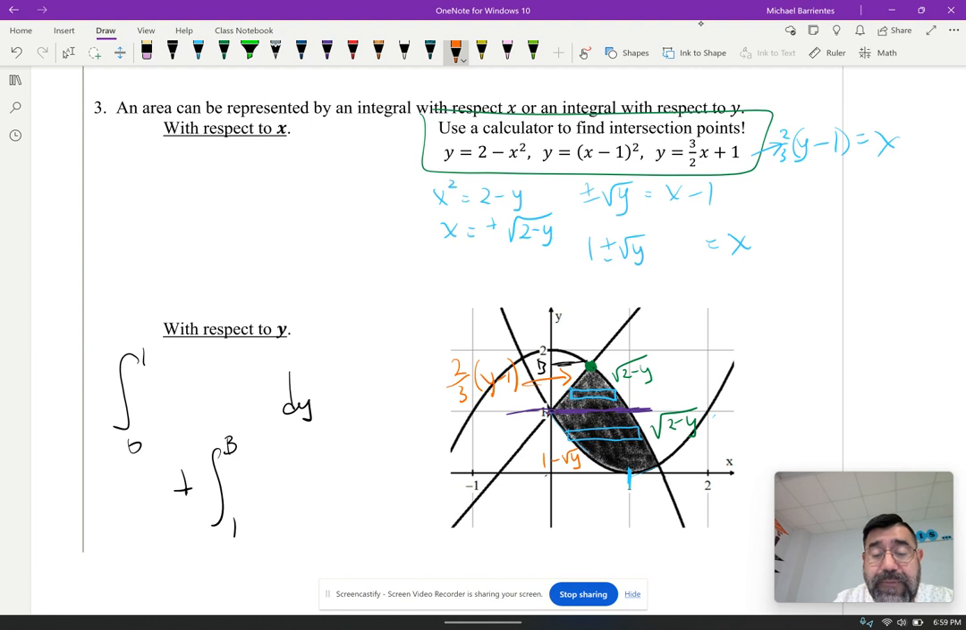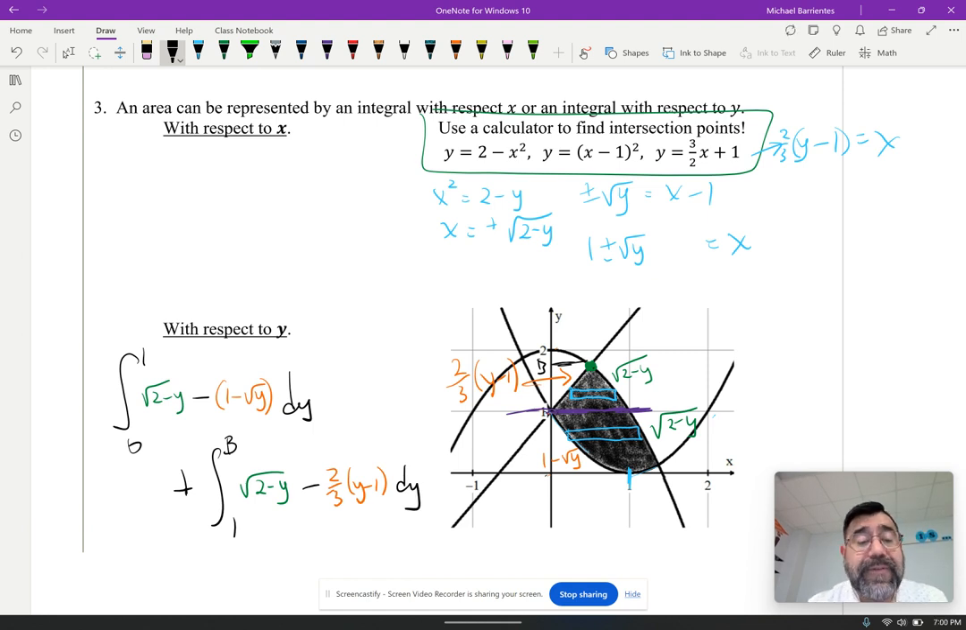So from 0 to 1, from y value 0 to y value 1, this is the right side, minus this is the left side. And then from 1 to 2, oh, not 1 to 2, 1 to b, this is the right side still. And then minus this is the left side, which was 2/3. Let me do it in this color since I wrote it in that color. 2/3 y minus 1 dy.